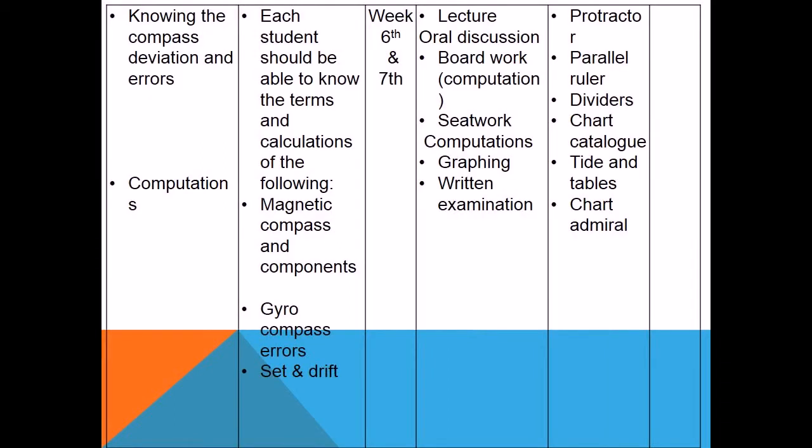Knowing the compass deviation and errors. Computations. Each student should be able to know the terms and calculations of the following: magnetic compass and components, gyro compass errors. Set and drift, weeks 6 and 7.